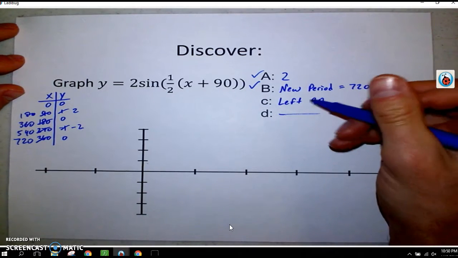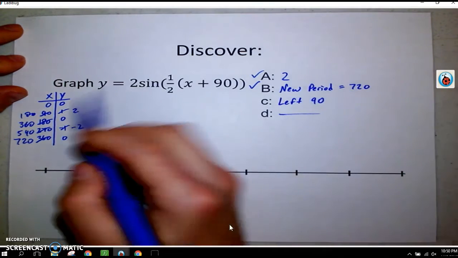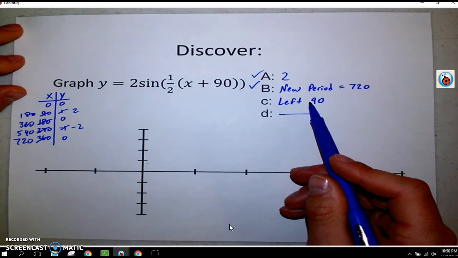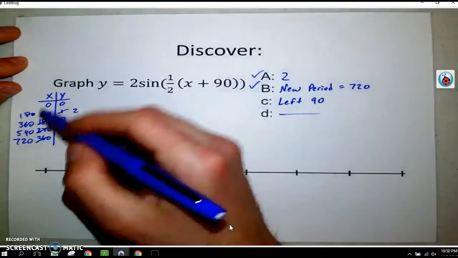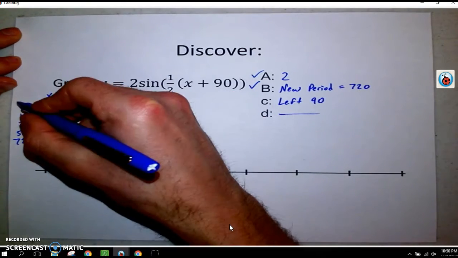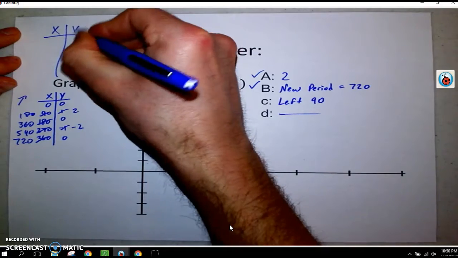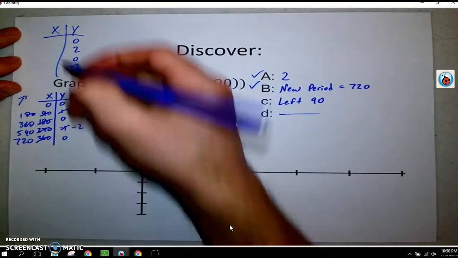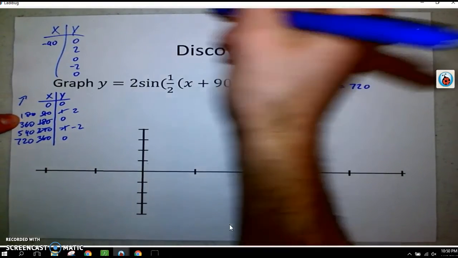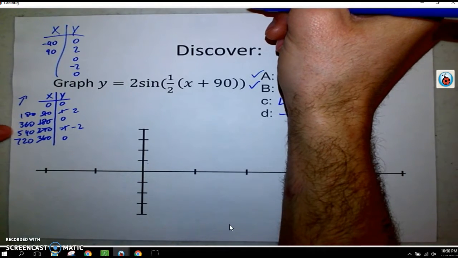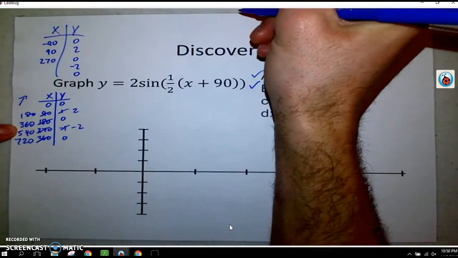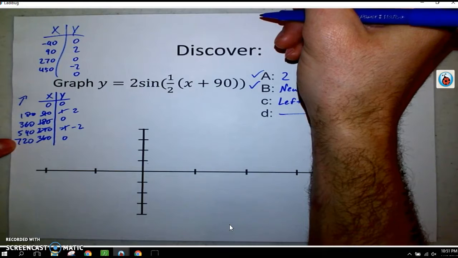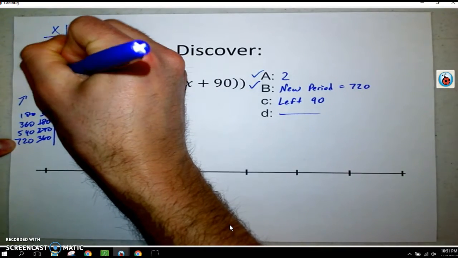Now the last thing that I have to do is go left 90, which means that I will take all of these values here and I will decrease them by 90 degrees. That's how I would go left. So I'm kind of running out of room here. I'm just going to decrease all of those by 90 and write it up here. So this one, minus 90, would go to negative 90. 180 minus 90 would go to 90. 360 minus 90 is 270. 540 minus 90 would be 450. And 720 minus 90 is 630.